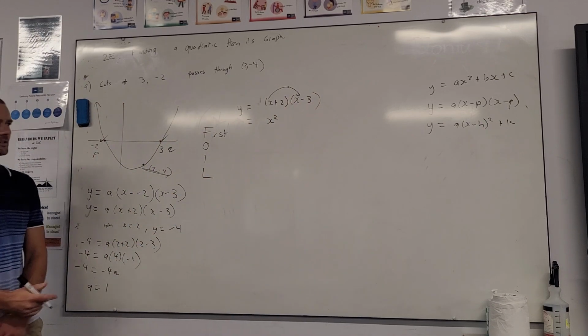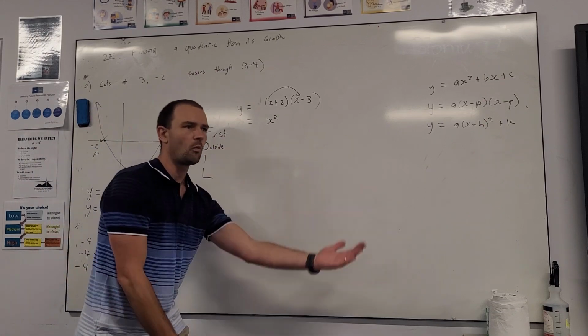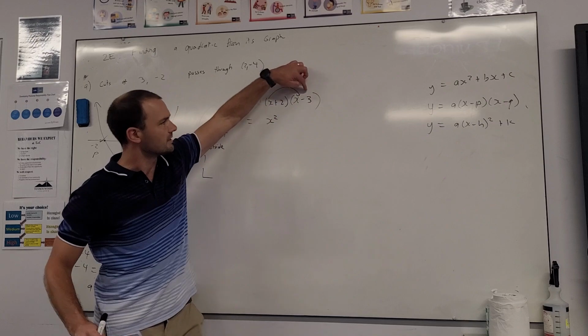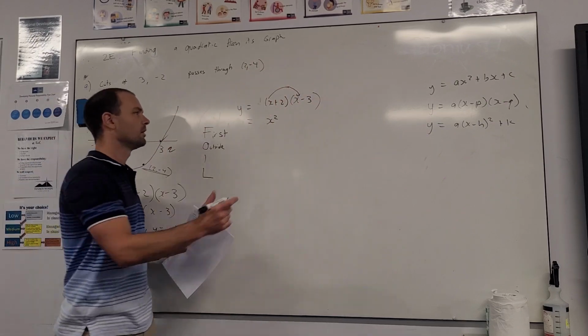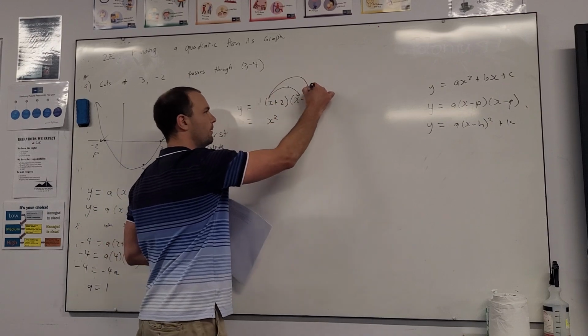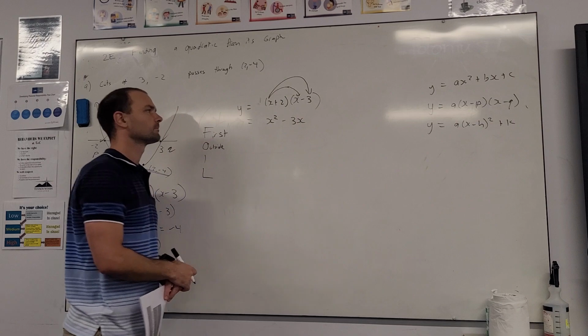Okay? O stands for outside terms. So the outside terms are the one on the far left and the one on the far right. You see how they're the ones on the outside of the product. So I'm going to multiply x by minus 3. That's going to give me minus 3x.